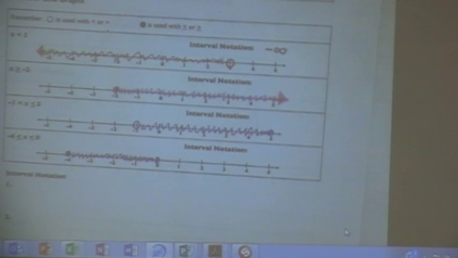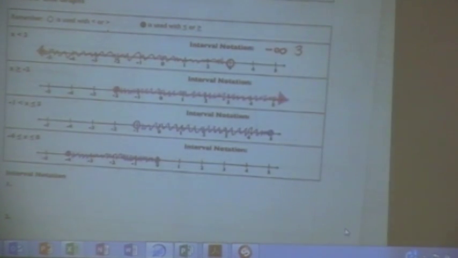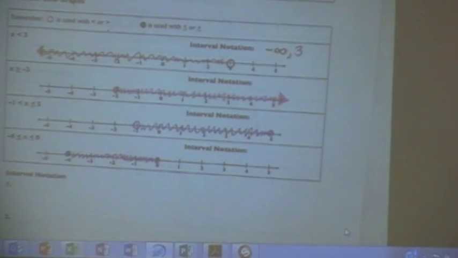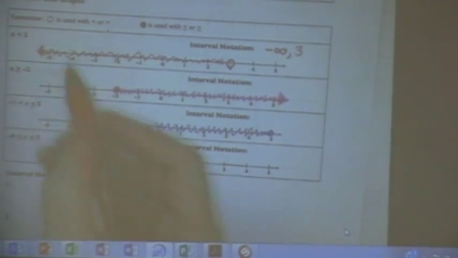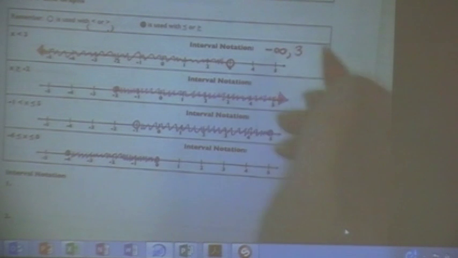How far right is this going to go? To 3. So I'm going to put a 3. Now, in order to indicate that it is an interval and it touches everything in between, I put a comma. Now, the only other thing we have to do is we have to identify what kind of circles these are. And just like open circles go with these signs with no equals underneath, in interval notation, parentheses go with those. So this 3 is an open circle, so it has to be a parentheses.